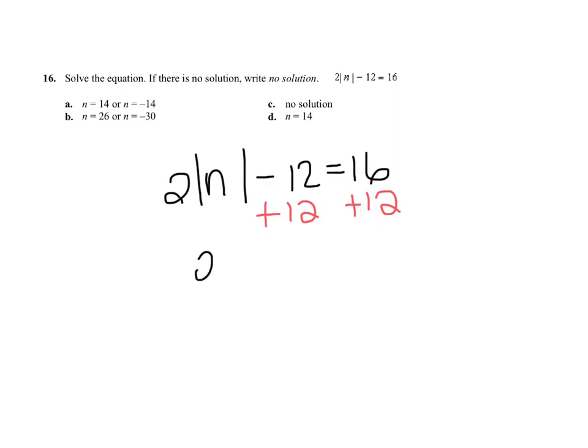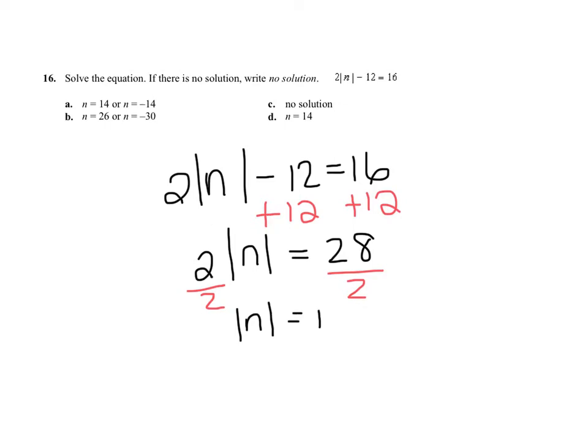All right, so then I get 2 absolute value n equals 28, and then I'm going to divide both sides by 2. Because this is multiplication, and I undo multiplication with division. So I get the absolute value of n equals 14. And again, it's all by itself already, so this is actually pretty simple. I'm going to separate this into 2 equations. My first one is n equals a positive 14 or n equals a negative 14. And that answer would be letter A.